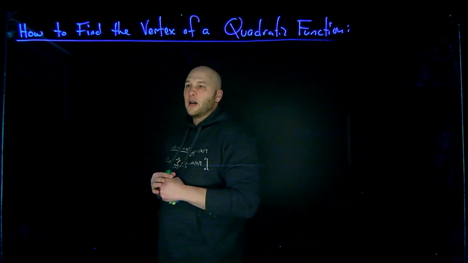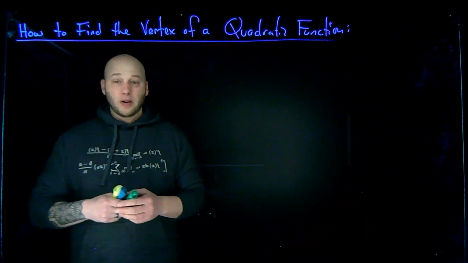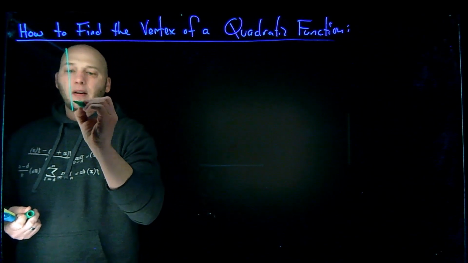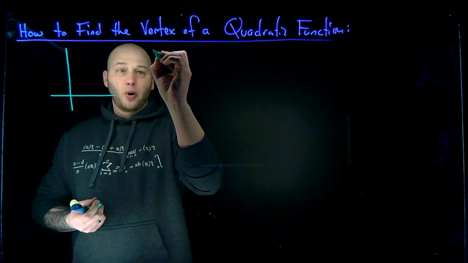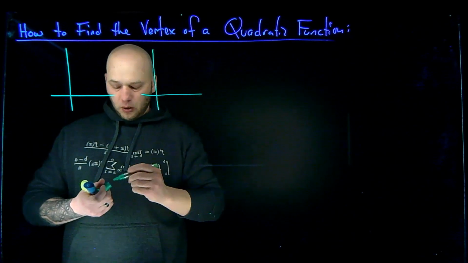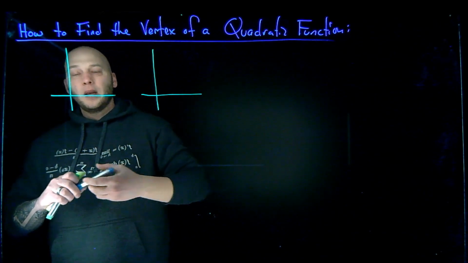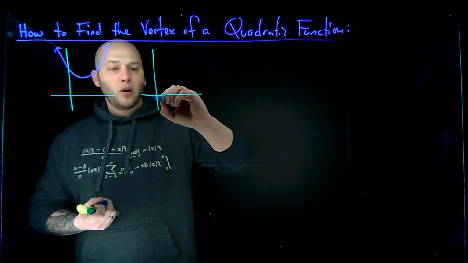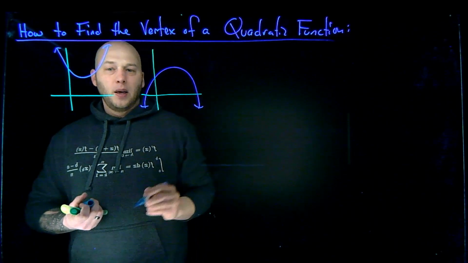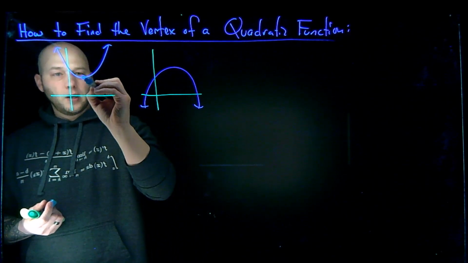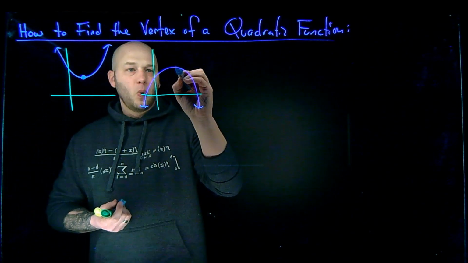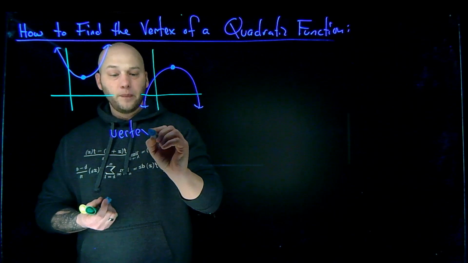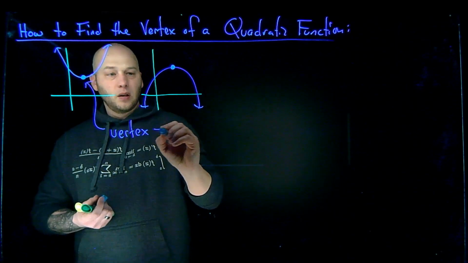I'm going to discuss how to find the vertex of a quadratic function. As a quick reminder, the graph of a quadratic function is referred to as a parabola, and there's two general shapes for a parabola. It could open either upwards or it could open downwards. And the vertex is this point that's either at the very bottom or at the very top. So that is the extreme point of it. So again, that's called the vertex.